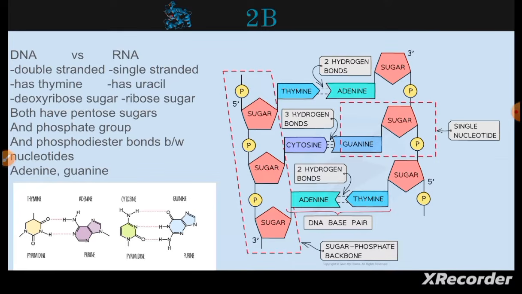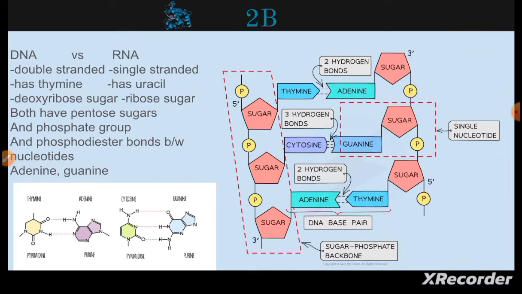And you can be asked to compare the structure of DNA and RNA. DNA is double-stranded, has thymine, and has deoxyribose sugar. While RNA is single-stranded, has uracil instead of thymine, and has ribose sugar.